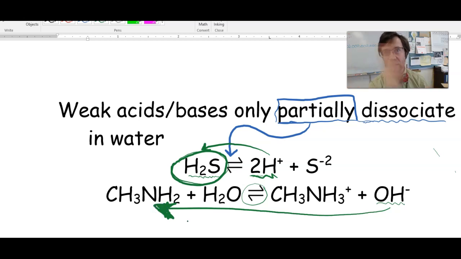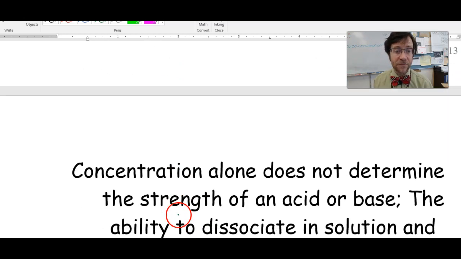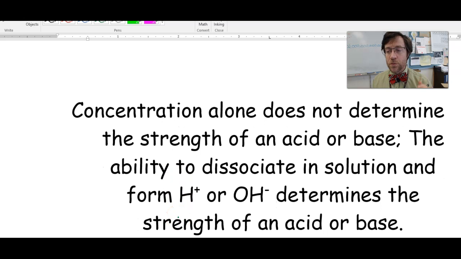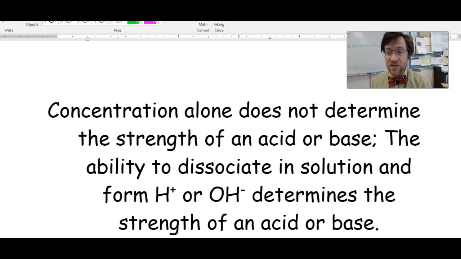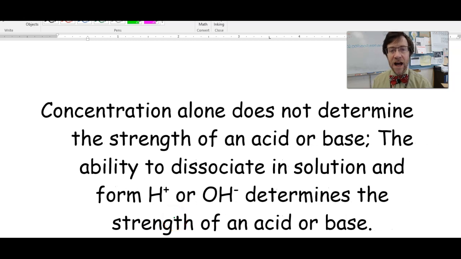So it's a reversible reaction. Weak acids and bases are reversible reactions. They're in a state of equilibrium, which means that the product is not always there. It is not always available. You got it? So it can't always be around to be acidic and be basic. So it is really important for us to have locked in our brain the idea that concentration alone does not determine the strength of an acid or a base.